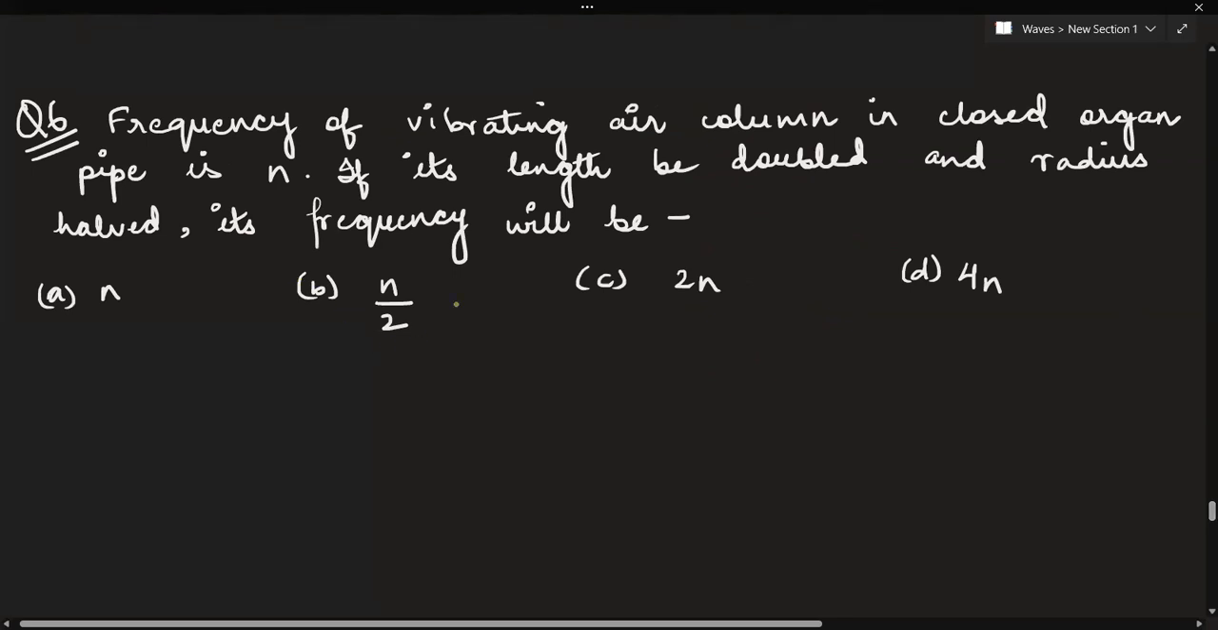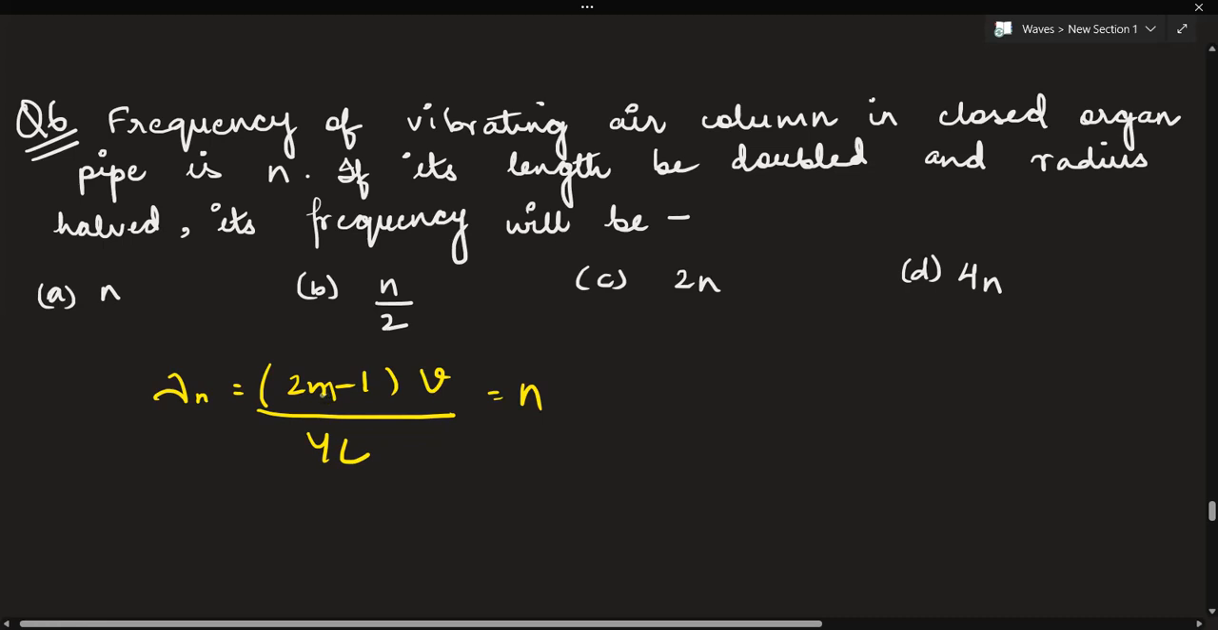See, the frequency of vibrating air column in closed organ pipe is N. So if the general formula of frequency for closed organ pipe is 2n minus 1 times the velocity by 4L, and this is given as N. Okay, see, this can be confusing with this N. Let us take this N as M for the meanwhile. Since the question is saying this is N, I am writing this as M. I hope you are understanding what is this M.